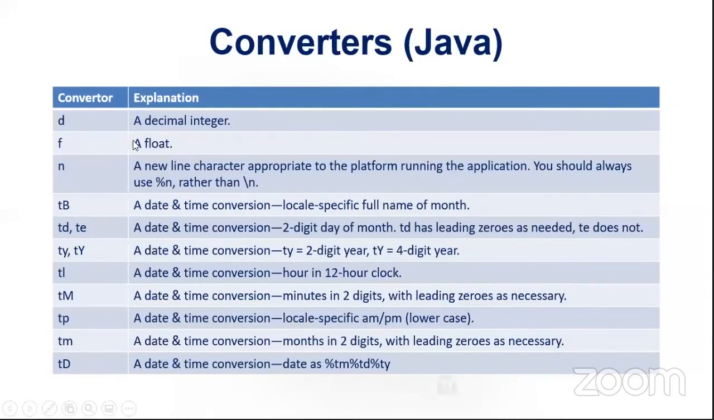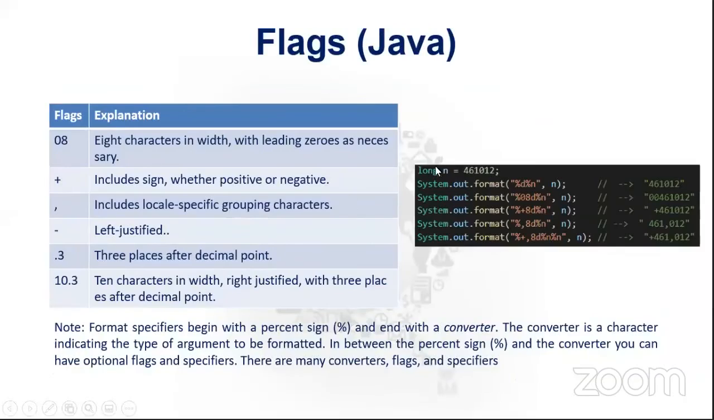Here we have the converters, d for decimal. If you want to display an integer number, you make use of the d converter. For a floating point number, you make use of f, and so on. Like just now, you have seen the use of the %n converter. Over here, we have the flags. For example, 08 means 8 characters in width with a leading 0, because you have a 0 here. Take a look at the example shown here.